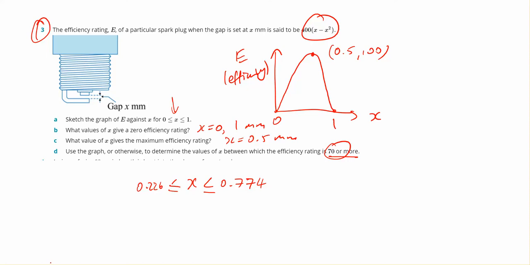So if you want to get a visual, what's happening is you've got the efficiency graph. This is where your 70 is. You're trying to find when it's greater than 70. So it happens to be that region. All right, so that gives you an idea of how you write the answer. So hopefully that helps.